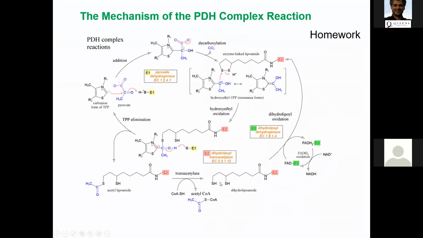The reduced form, that dihydrolipoamide, gets oxidized with the help of FAD. That's what they are showing you. FAD comes from the E3 enzyme of PDH. So then it goes back to the oxidized form, and then you form that FADH2. Remember, FADH2 must be oxidized back to FAD form. So that happens with the help of NAD+. That happens also in the E3 active site. So that's the reaction I wanted to show you.